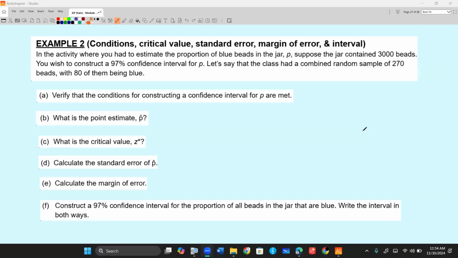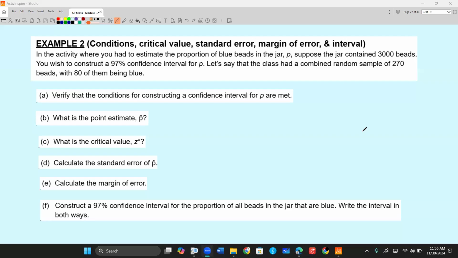So now we can put it all together. We're going to look at a problem where we're checking the conditions, calculating the point estimate, getting the critical value, calculating the standard error, margin of error, and constructing the entire interval. So here's the scenario. In the activity where you had to estimate the proportion of blue beads in the jar, suppose that the jar contained 3,000 beads. You wish to construct a 97% confidence interval for P. Let's say that the class had a combined random sample of 270 beads, with 80 of them being blue.